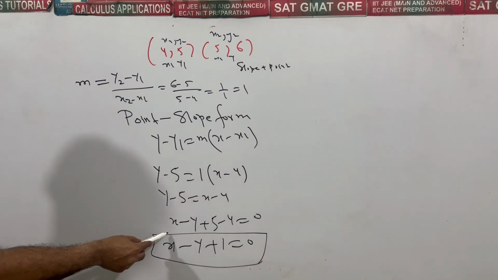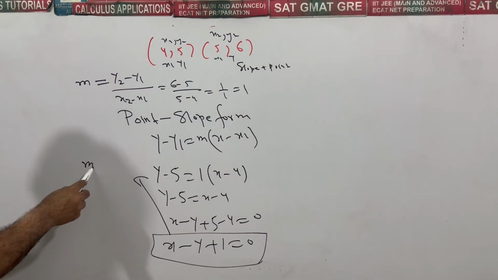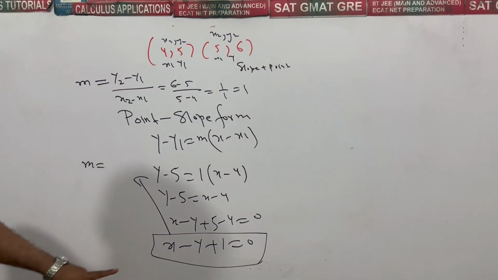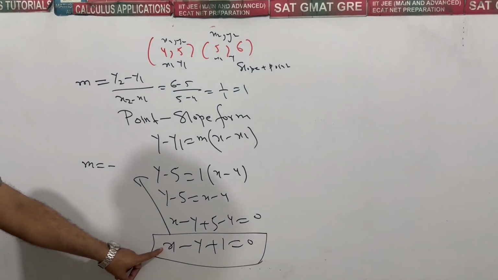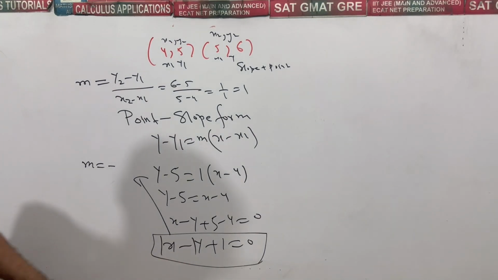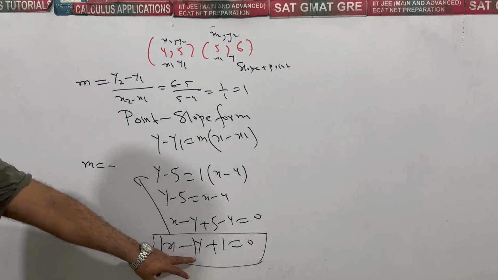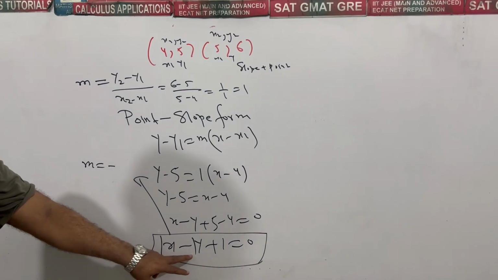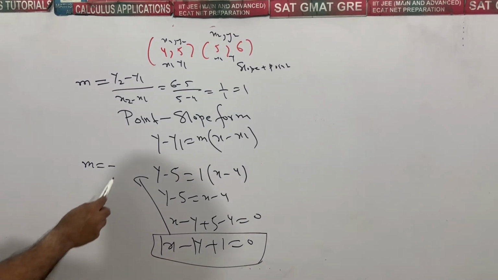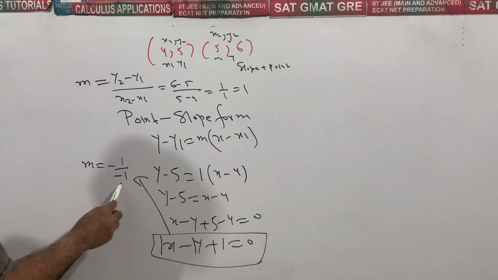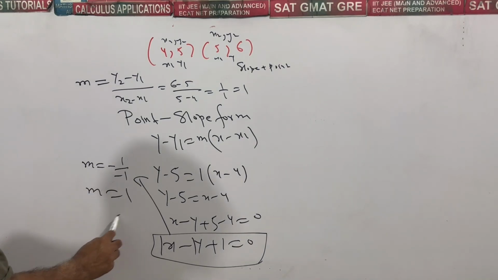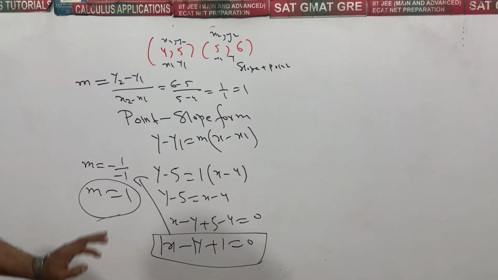One can verify the slope from the given information. From the line itself, we can find the slope as negative times the coefficient of x divided by the coefficient of y. The coefficient of x is 1, the coefficient of y is minus 1. So we have the same slope, 1. That's the verification for you.